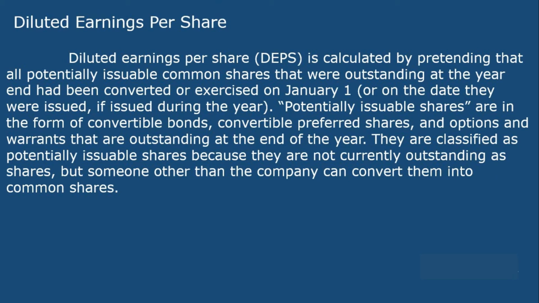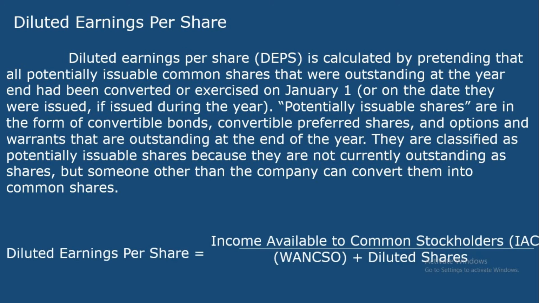The calculation of diluted earnings per share is dividing income available to common stockholders by the weighted average number of common shares outstanding plus diluted shares.